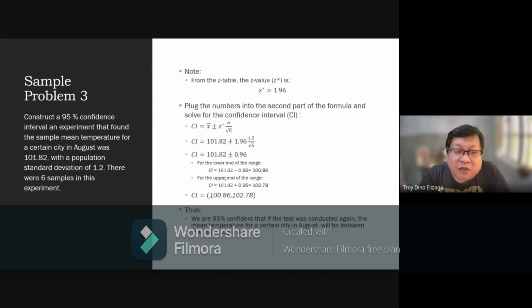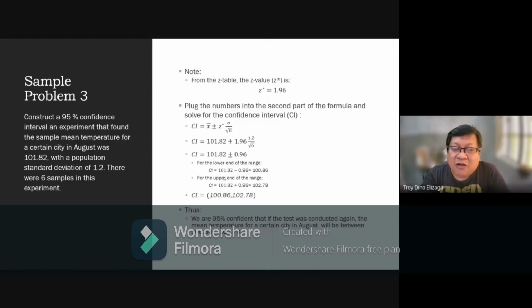Okay, so again, we plug in the numbers into the formula. The formula is x bar plus and minus the z value times the population standard deviation over the square root of the sample size. When we compute that, we come up with the answer 0.96. So we deduct 0.96 from the mean to get the lower end of the range, and we add it to the mean to get the upper end of the range.